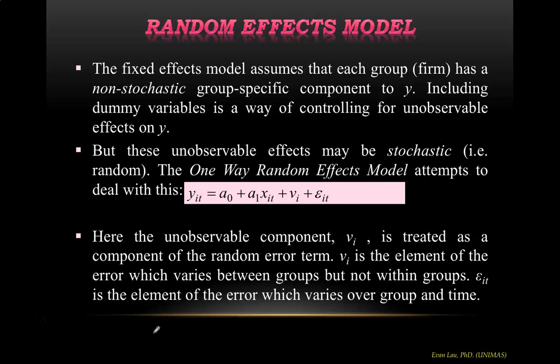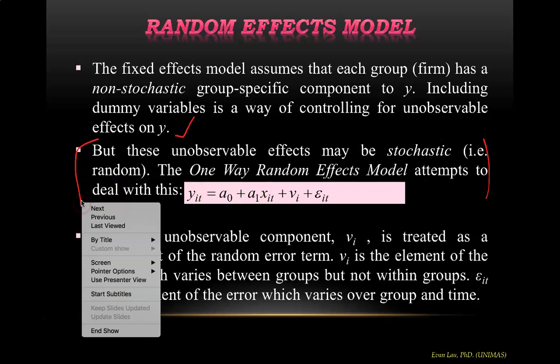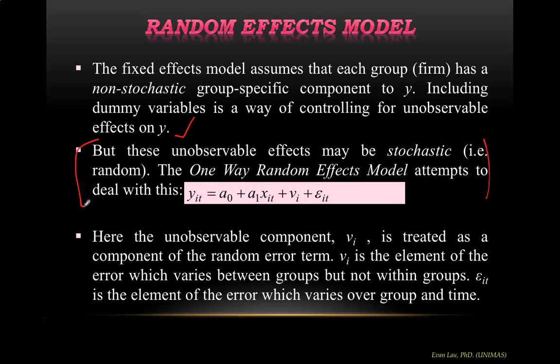Then we move forward to another model called random effect. The fixed effect assumes each group or firm has a non-stochastic group-specific component of Y, including dummy variables controlling for it. But this unobserved effect can be stochastic, so it can be random. Just now we assumed the effect is fixed, although the variation can change. But here the unobserved effect can be stochastic. That's why it's called random effect.